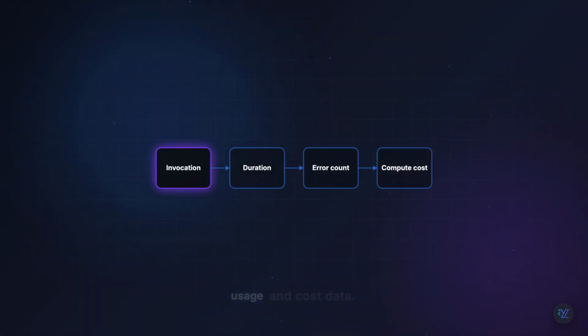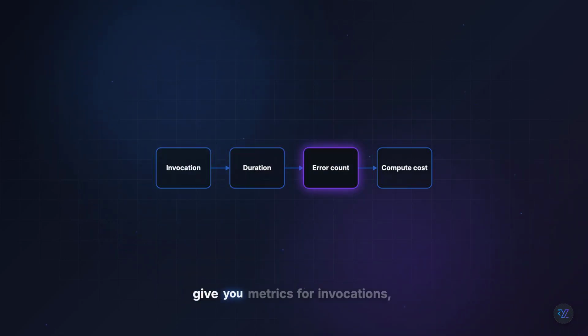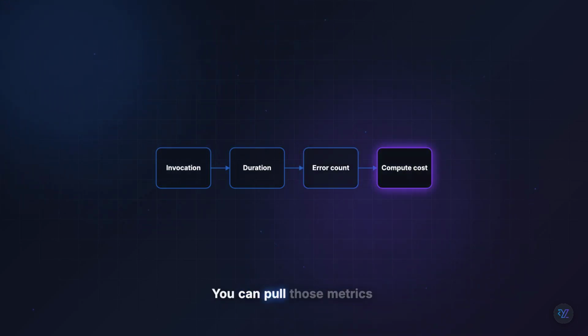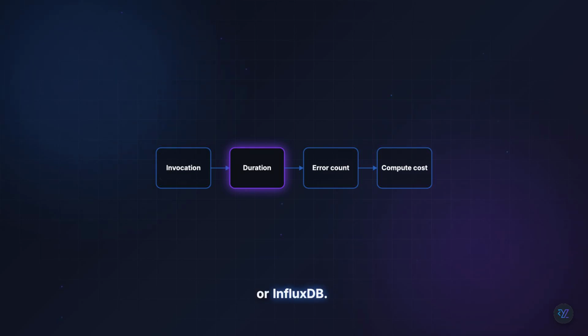First, you need to track usage and cost data. Most serverless platforms like AWS Lambda or Google Cloud Functions give you metrics for invocations, duration, and errors. You can pull those metrics into a simple database or time series store, something like DynamoDB or InfluxDB.